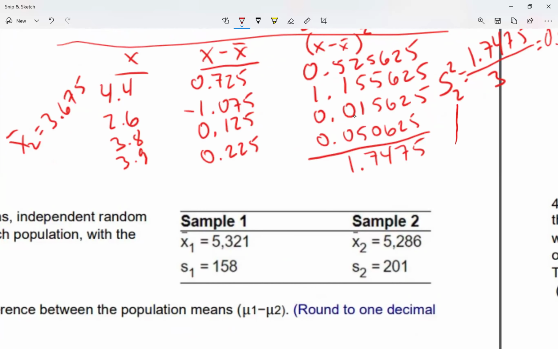I want you to pay attention to here. I call this variance of sample 2 because you see how it is S of 2. So that's why I know it's sample 2. But because it was to the second power, I call it the variance. Notice here, it just says S of 2, but it's not to the second power. So that's why I call it standard deviation, right? If it was to the second power, I'll call it variance.